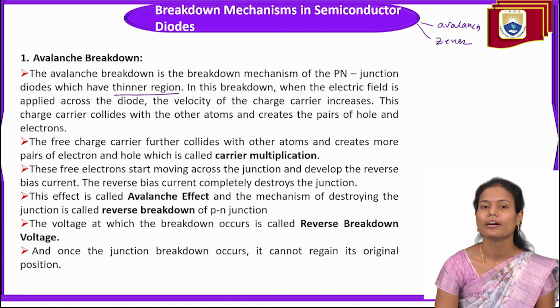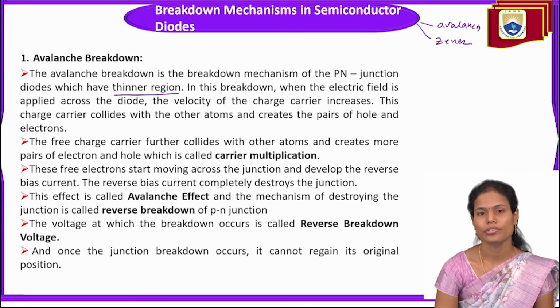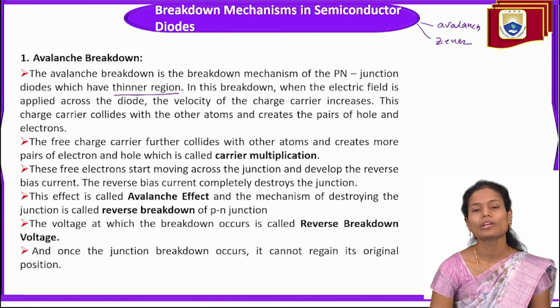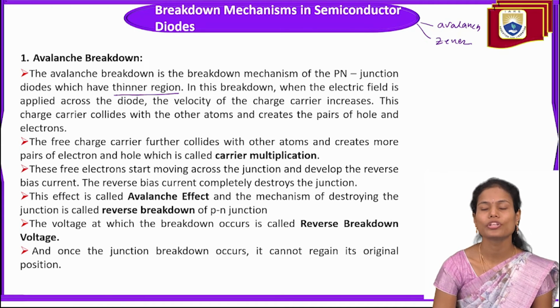In this kind of diode, whenever we have a thin depletion region and we apply voltage to it, it will create a larger number of charge carriers. Once the number of charge carriers increases, these charge carriers will collide with the other atoms present in the device and create new pairs of holes and electrons.